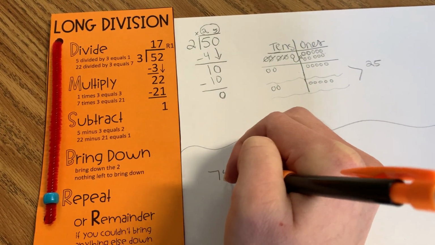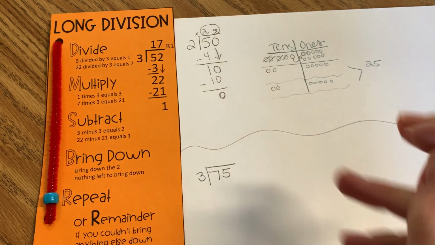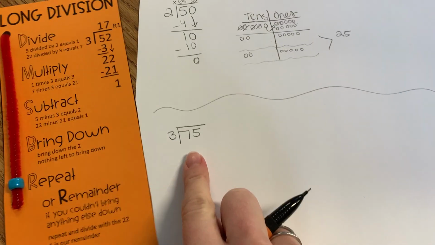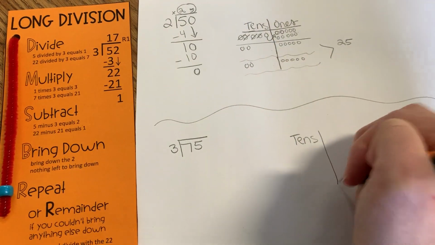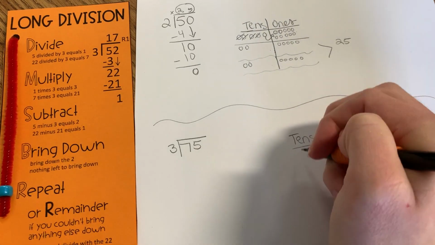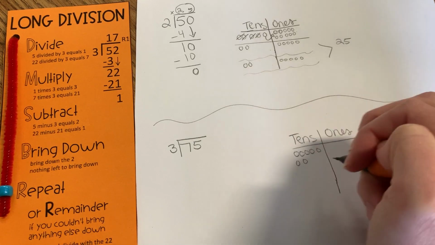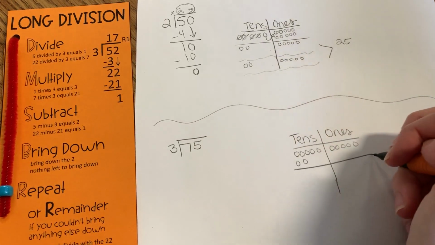75 divided by 3. I'm gonna show you what it looks like here. You're gonna do the traditional algorithm on your own. Tens, ones. I have 1, 2, 3, 4, 5, 6, 7 tens, and 1, 2, 3, 4, 5 ones.